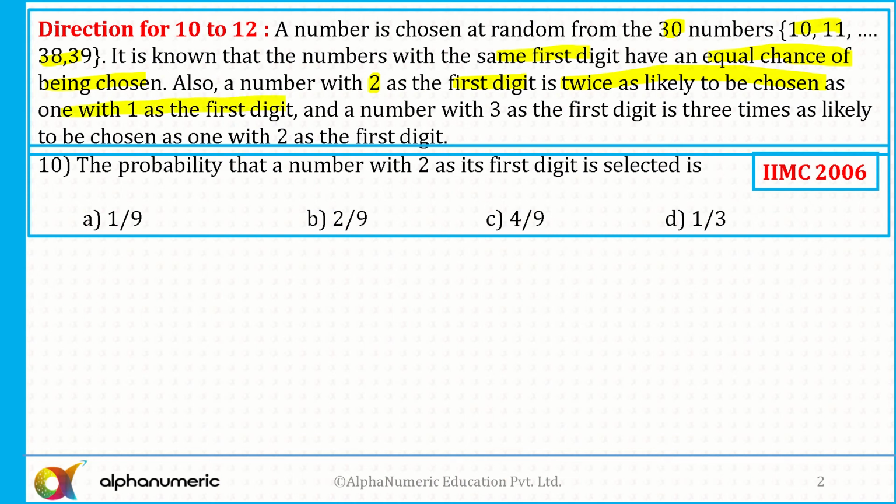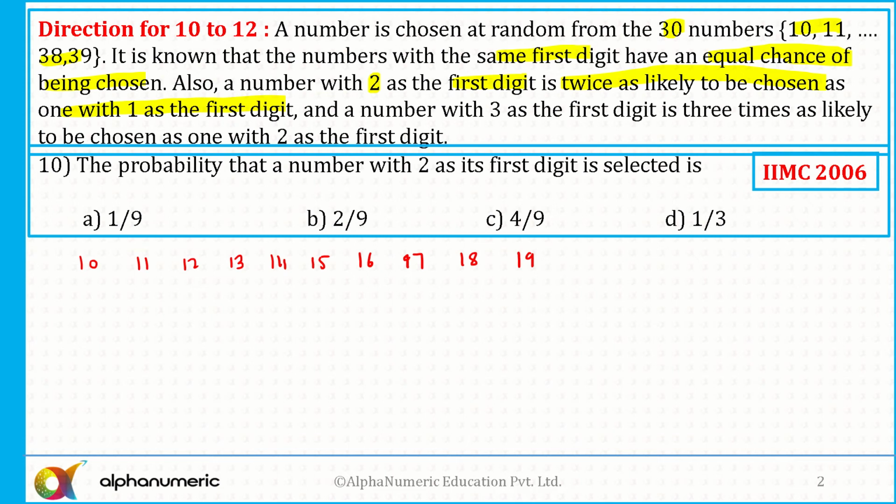So let's say there are 30 numbers. How many numbers are there which start with 1? There is a number 10 which starts with 1, then 11, 12, 13, 14, 15, 16, 17, 18, 19. Not 20 but only 19. So from 10 to 19 there are 10 numbers. And for each of these 10 numbers there are equal chances here. So what is the probability?